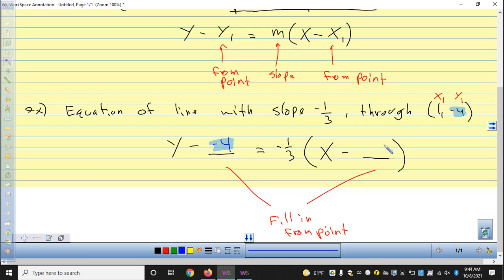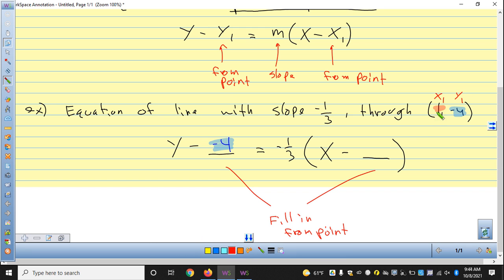And I'm going to take x1. I'll highlight that in red there. Whoops, no, I wanted to highlight that in red. So there we go. I'm going to put that there, so that is going to be 1. There's my equation of the line: y minus -4 equals -1/3 (x minus 1). And I'm done.